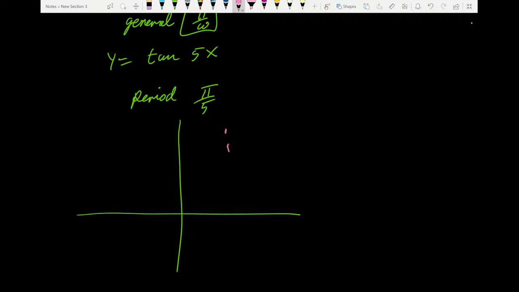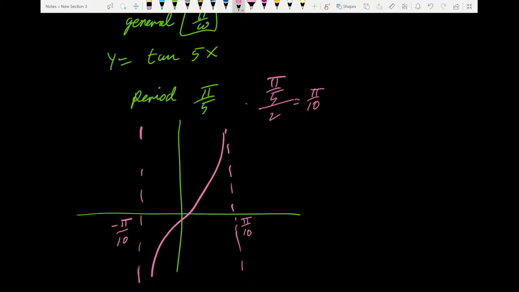The center is going to be 0. So you do not put positive pi over 5 as the endpoint. That's not the right answer. The whole distance is pi over 5. So therefore, this is going to be pi over 10. What's half of pi? Half of pi over 5 is just pi over 10. So this is going to be negative pi over 10. And the graph is going to be like that.